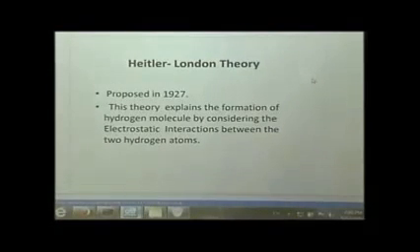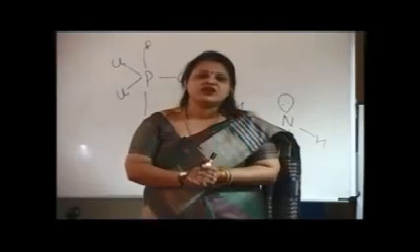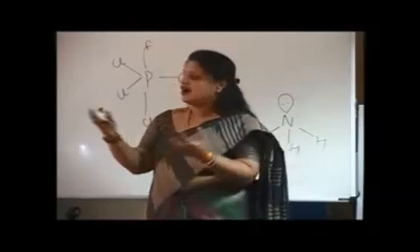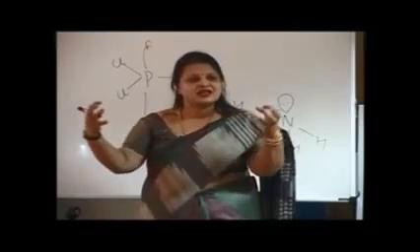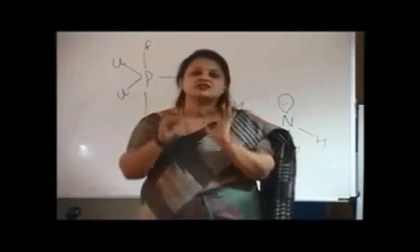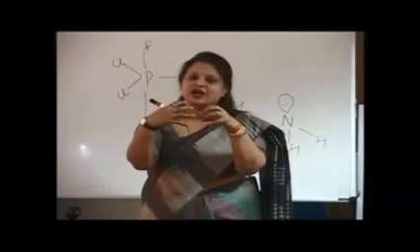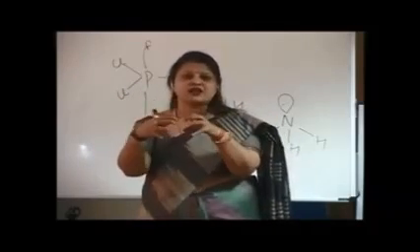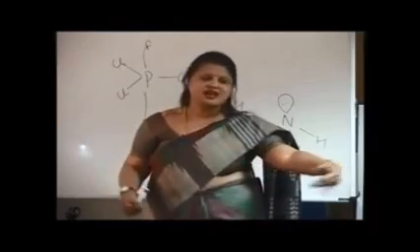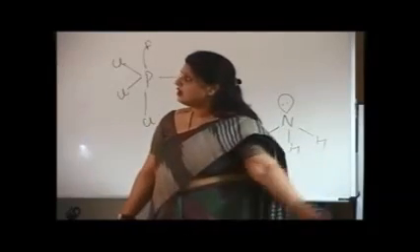The first theory which was proposed, as I have just shown you, is the Heitler-London theory, which was introduced in 1927. According to this theory, it first dealt with the hydrogen molecule, how the H2 molecule is formed from two hydrogen atoms, and it says that as the hydrogen atoms approach each other, there will be some interaction between the two hydrogen atoms, and this is what Heitler-London has studied, these interactions.